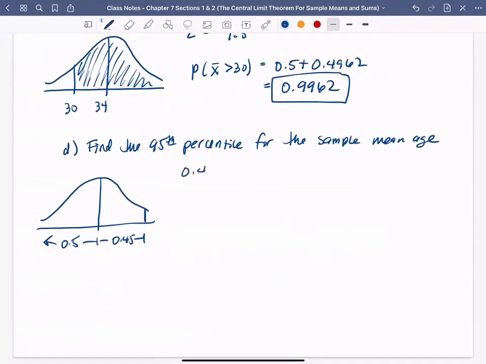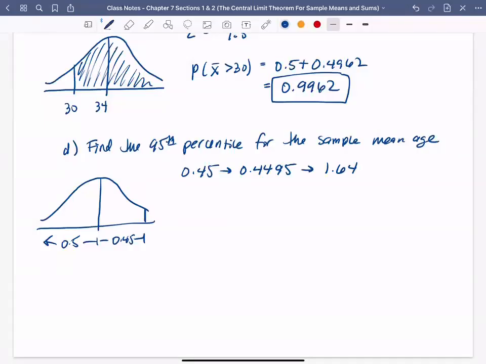So 0.45 for us. The closest one was 0.4495. Or use 1.64. All right, so what that means, that's our z value. So our z value is 1.64. So x bar, our mean is still 34, and our standard deviation we know is 1.5. What we end up doing is we take 1.64, multiply it to 1.5, and then add 34.